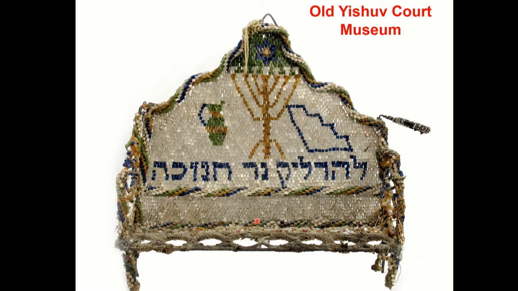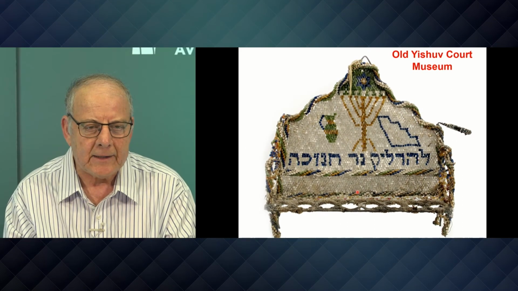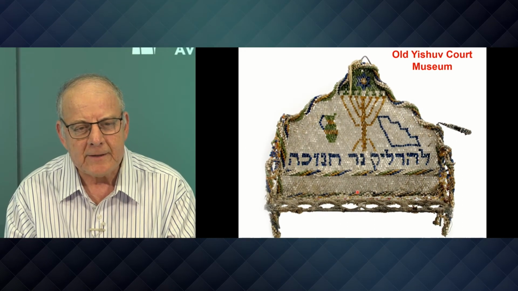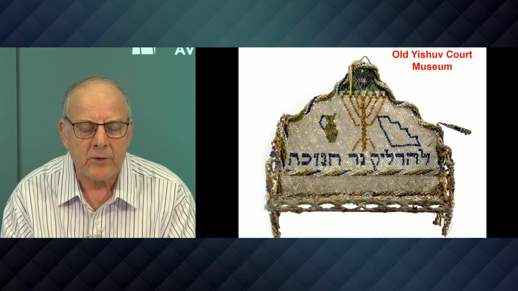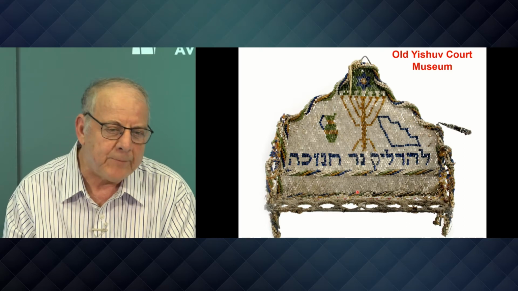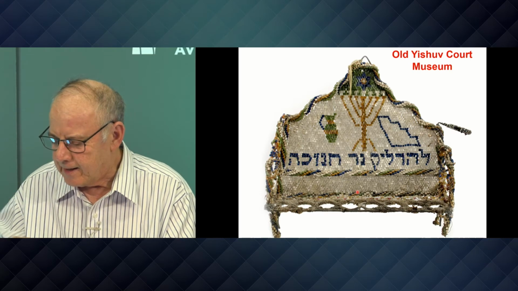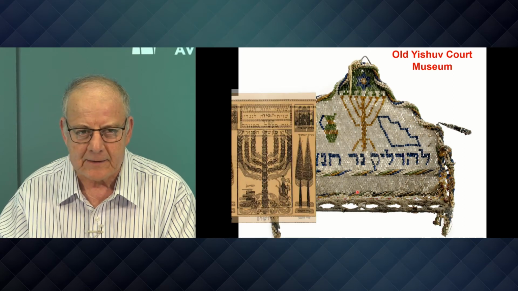I'll show you a detail in a second of this design. It was made by Ashkenazi families that we know, in Jerusalem. And it says Le'hadlik ner Chanukah, and it is a design that even brings you closer, you can say, to the Temple Mount, to Jerusalem. Let me show you a detail, and then I'll discuss it further.